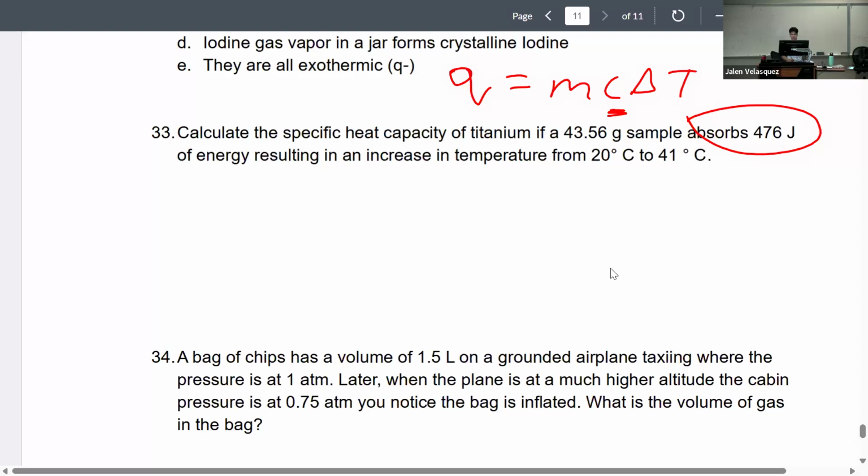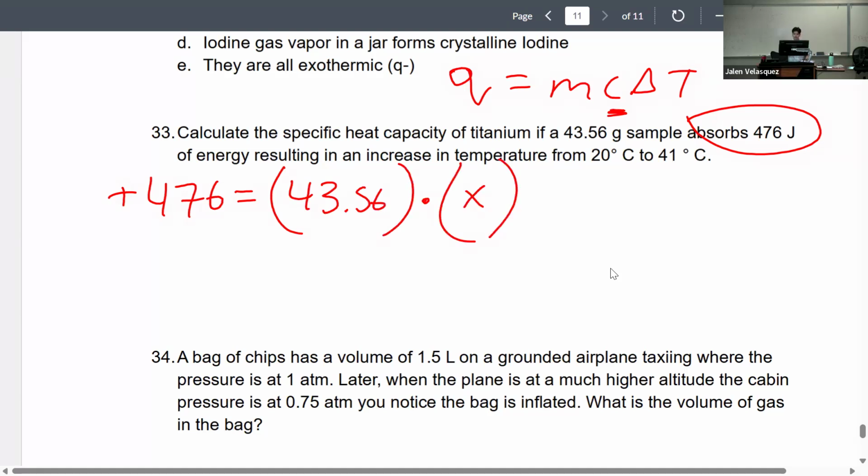Is this endothermic or exothermic? Endothermic, it's absorbing, right? So the heat is going into the system, so we have to use that sign. Specifically it's plus 476 for Q. That's equal to the mass, which we have, 43.56, times C, which we're solving for, so that's x. And what's delta T? 21, right? Final minus initial, 41 minus 20 is 21.